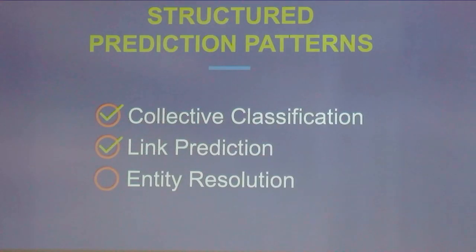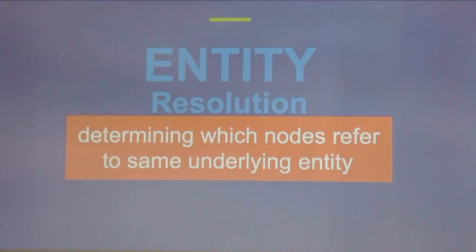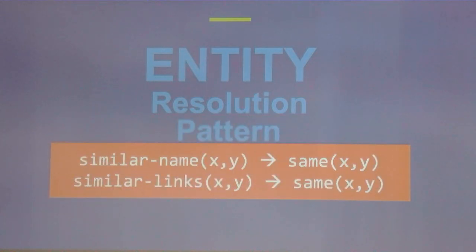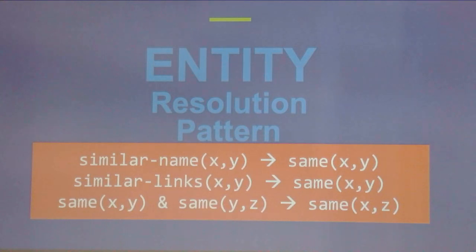And then the last pattern is around entity resolution. Entity resolution, we've seen entity linking and so on. But the fundamental problem is figuring out when two nodes refer to the same underlying entity. The pattern here is, again, we'll use local information. So we'll use something about the similarity of the names. We can use something about the similarity of the neighborhood, what they link to. But the structured piece is adding in, in this case, a transitivity rule that says if X and Y are the same, Y and Z are the same, then X and Z are the same.